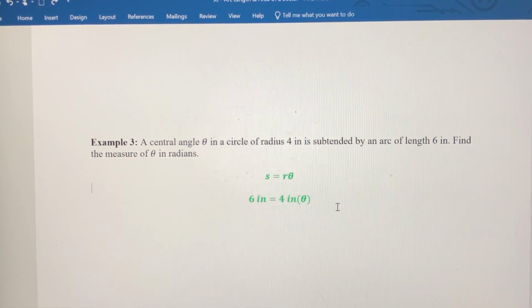So this is a pretty easy calculation. I'm just going to divide both sides by 4 inches. Notice that the inches will cancel out. And we know theta has to be in radians, so 6 divided by 4 is 1.5 or 3 halves. So 1.5 radians. So that's how you determine the arc length of a circle, or if you know the arc length, that's how you can find the central angle that's being cut or subtended by that arc length.